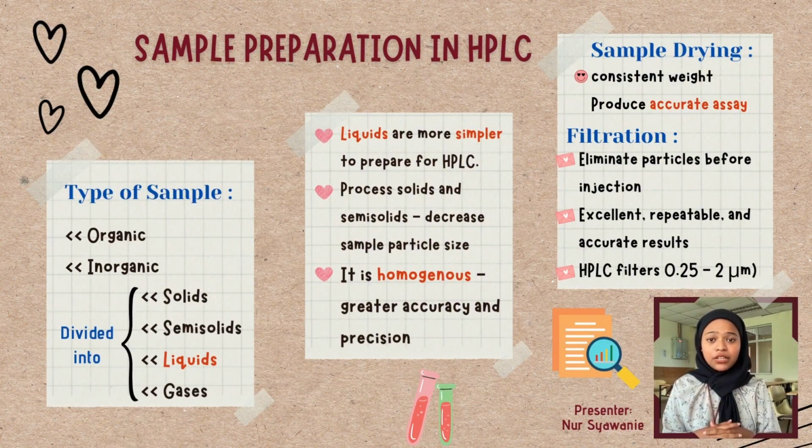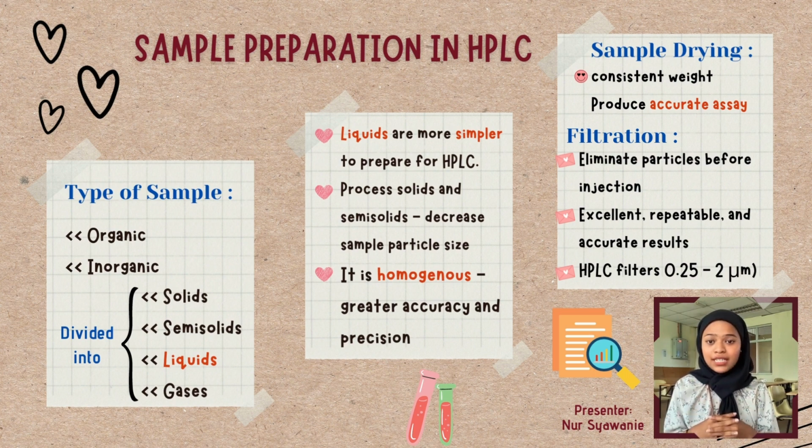The sample materials can be distinct as organic and inorganic and further divided into solid, semi-solids, liquids, and gases. However, liquids are simpler to prepare for HPLC than gases or solids. Moreover, it is necessary to process solid and semi-solid initially by reducing the particle size of the sample. And because of its homogeneity, more samples may be taken with greater accuracy and precision.